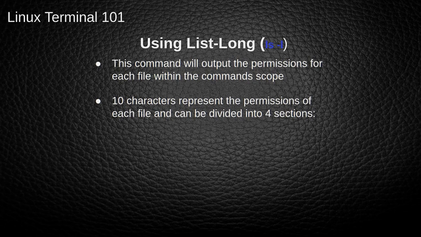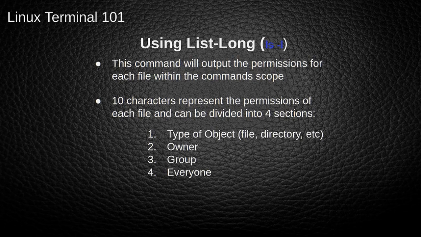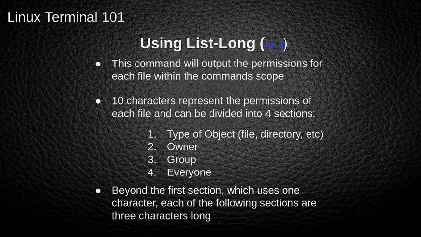Now, just to make things more clear, we can divide those 10 characters into 4 individual sections. The type of object, the owner's permissions, the group's permissions, and all users' permissions. Now, I know I said 10 characters, and you're probably wondering how that divides out. The first section uses only 1 of those characters. Then each of the following sections use 3 apiece. So 3, 3, 3, 9, plus the 1 gives us our 10 characters. Now, I'd like to move into another graphic here.